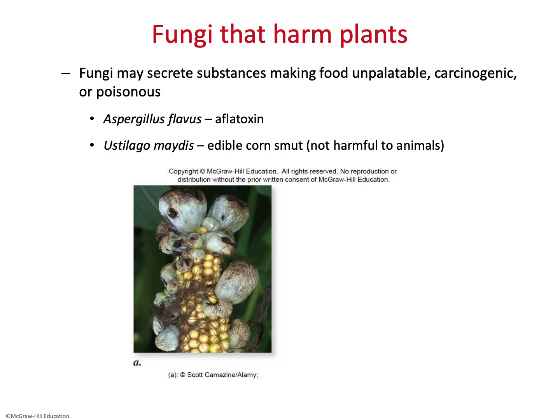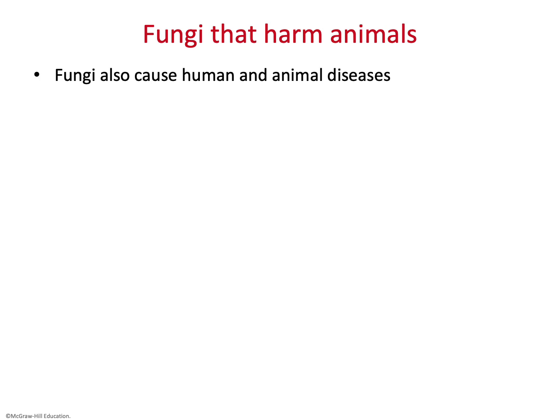In contrast to aflatoxin's harmful effect, there is corn smut, which you might have seen in cornfields. It's a maize fungal disease that is harmful for the plant but not for animals. Corn smut is caused by a basidiomycete, Ustilago maydis. It is actually edible. You can cook this corn smut and eat it. It's a delicacy among certain people.